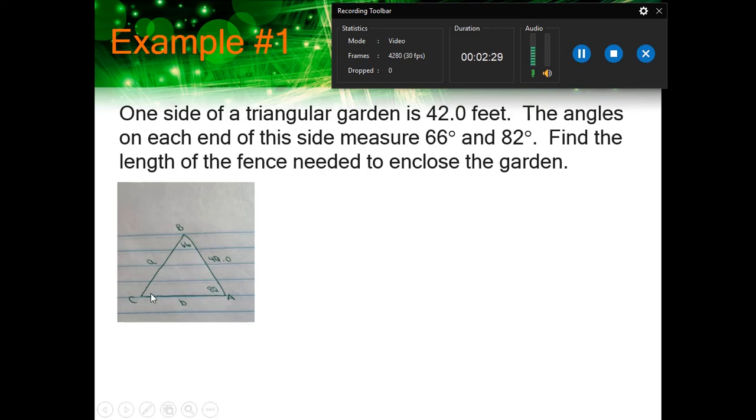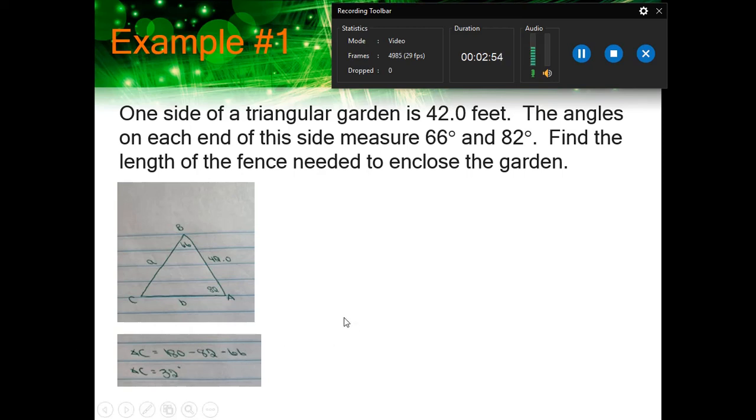So one of the things I'll need to find is angle C so that I can set up a ratio using angle C and 42 degrees. I'm sorry, 42 feet. So that's my first calculation. I know there are 180 degrees in a triangle, so I subtract off the two I know, and that leaves angle C as 32 degrees.